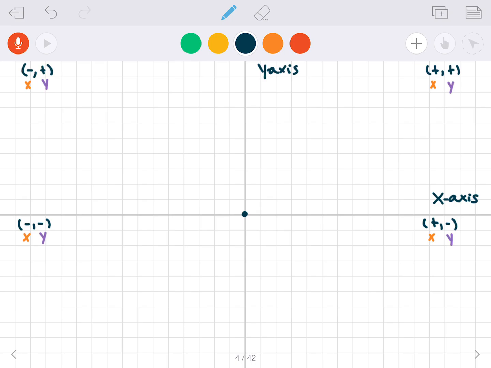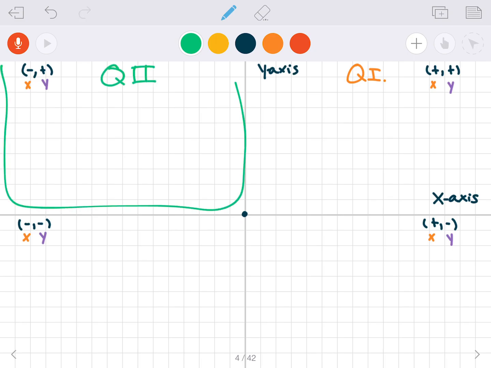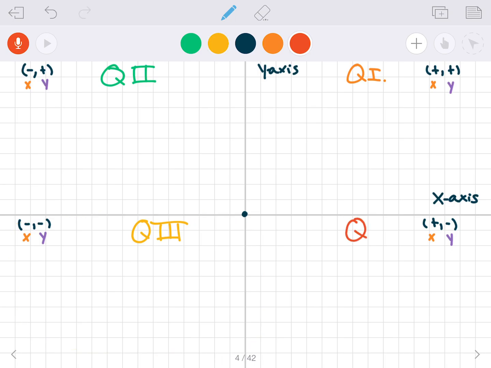Then the cross splits up this page into 4 quadrants. So quadrant 1 is this first square, like right here. And then here we have quadrant 2. This is the second square. Quadrant 3 is the square down here. And finally, quadrant 4 is down here. So you can be in one of these 4 quadrants.